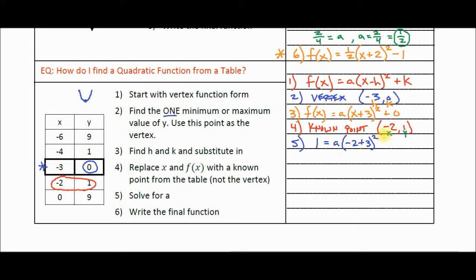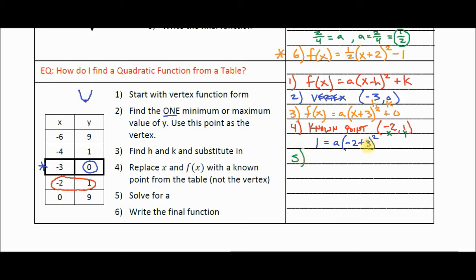Step number 5 now. How did I get step number 5 here? What did I do? Oh, these two steps are the same steps, class. I should have just erased this. Plug in our known point, that was step 4. Okay, so step 5 is going to be solve for a.